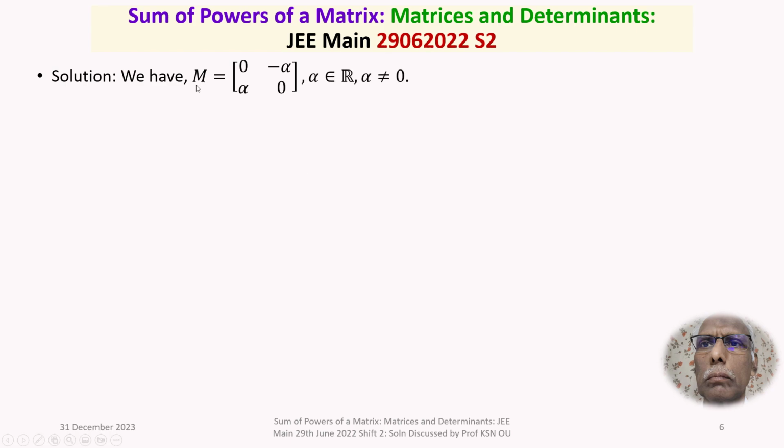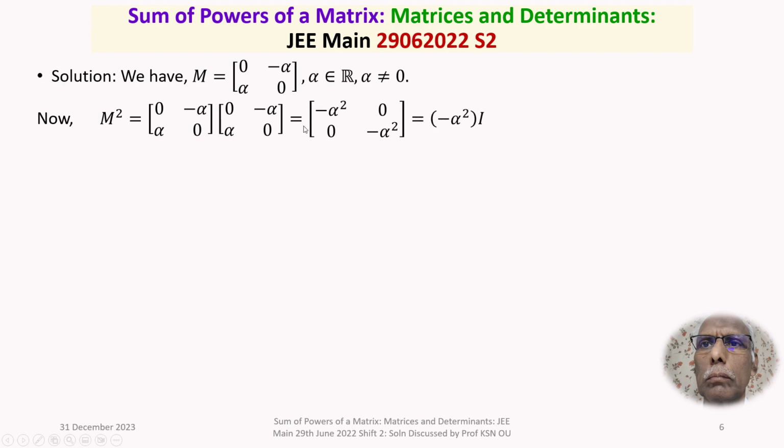We have M equal to the 2 by 2 matrix whose first row is 0, minus alpha and second row is alpha, 0, where alpha belongs to the set of real numbers and alpha is not equal to 0. We'll first find M square. M square is M into M. After multiplication, we get the matrix whose first row is minus alpha square, 0 and second row is 0, minus alpha square. This is the same as minus alpha square multiplied by I, where I is the 2 by 2 identity matrix.